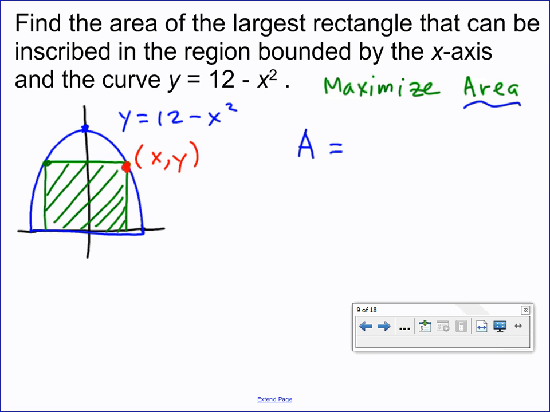2x, right? 2x is the base of that rectangle, and then times that y coordinate would be the height of the rectangle. So in this case, the area formula would be 2xy.